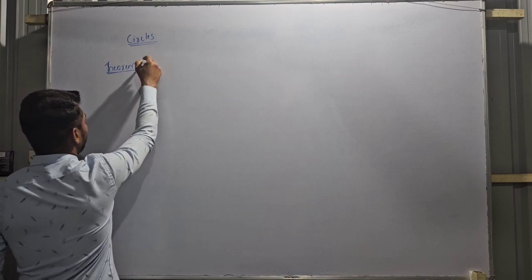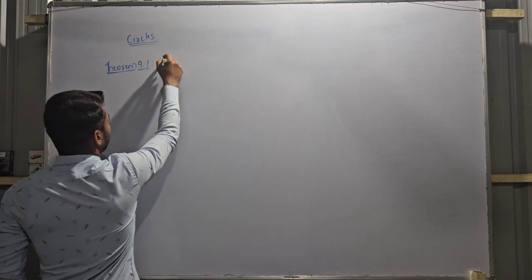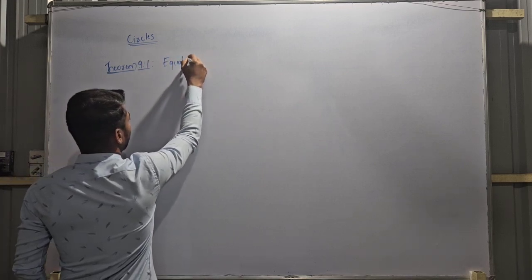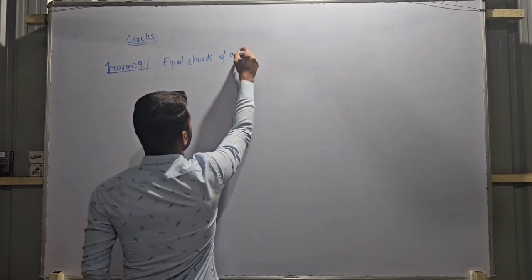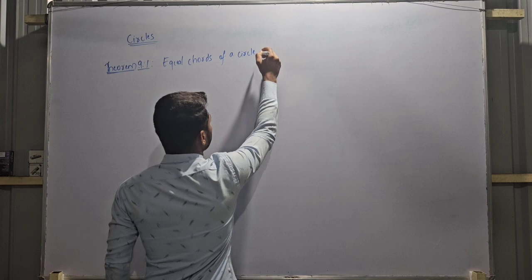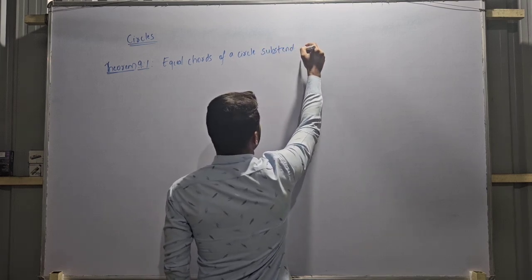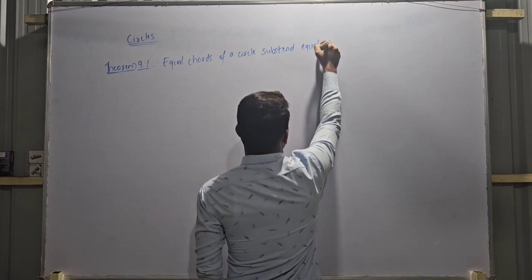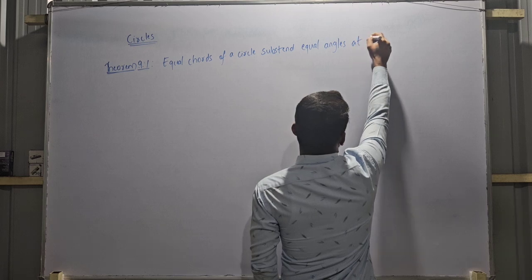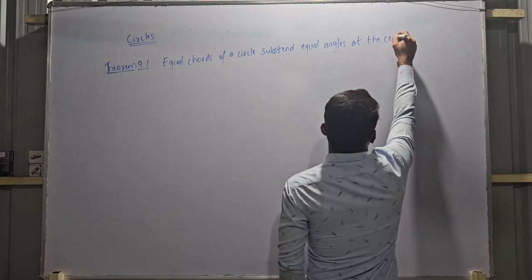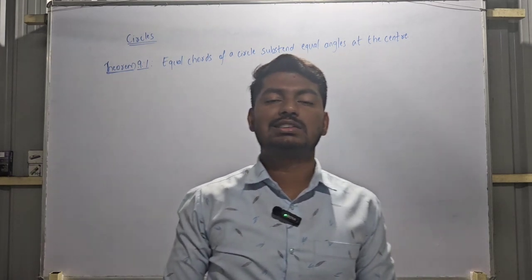Theorem 9.1 states that equal chords of a circle subtend equal angles at the center. Equal chords of a circle subtend the equal angles at the center.